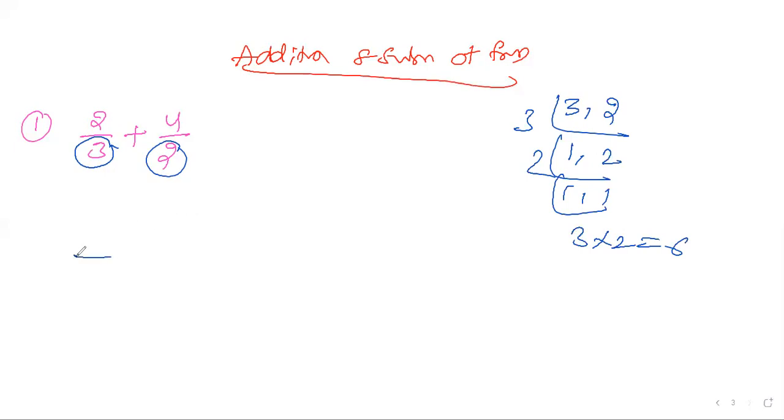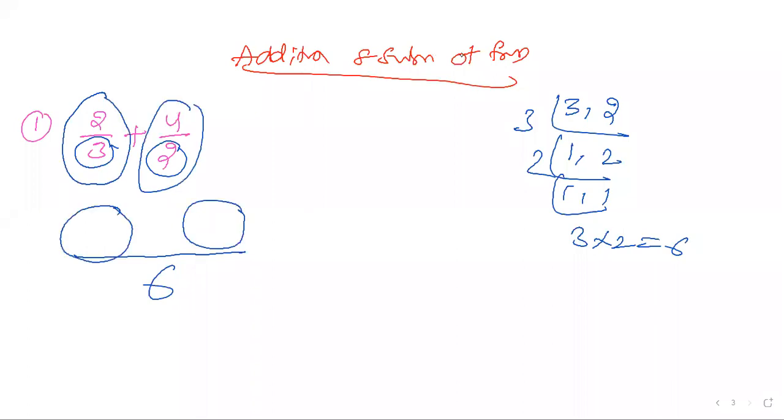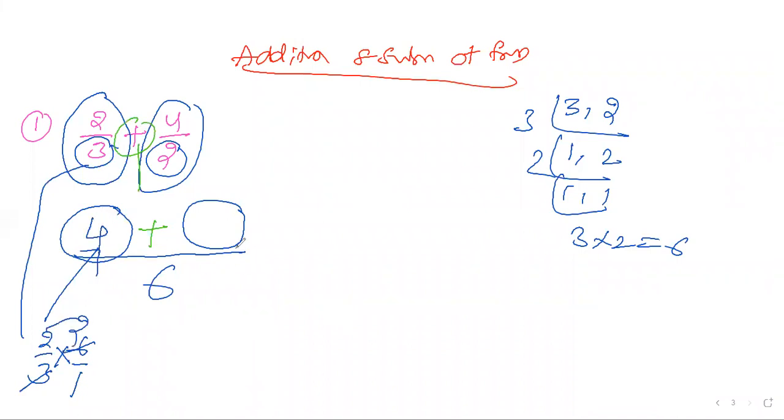After taking this, make one big line. The denominator is the LCM. After that, how many fractions are there? Two fractions, so make two boxes. Between them, what is the symbol here? Plus. You keep that plus symbol here. In the first box, you fill in the first term, 2 by 3, multiplied with the LCM. 3 ones are 3, 3 twos are 6, 2 twos are 4. The answer is 4.